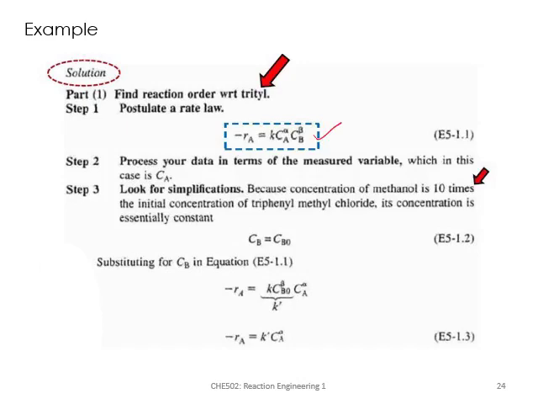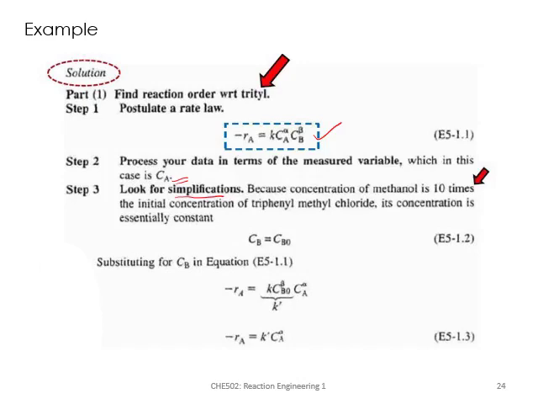Number 2, process your data in terms of the measurable variable, which in this case is CA. That is measurable data because it is given in the table: the concentration of A with respect to time. Number 3, look for simplification.